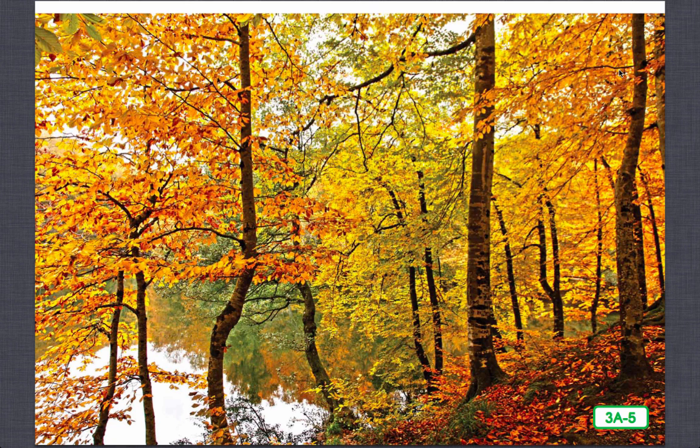So the word deciduous comes from a Latin word meaning to fall down or fall off. Therefore, deciduous trees are trees that have leaves that change color and fall off. What other kinds of trees are there?